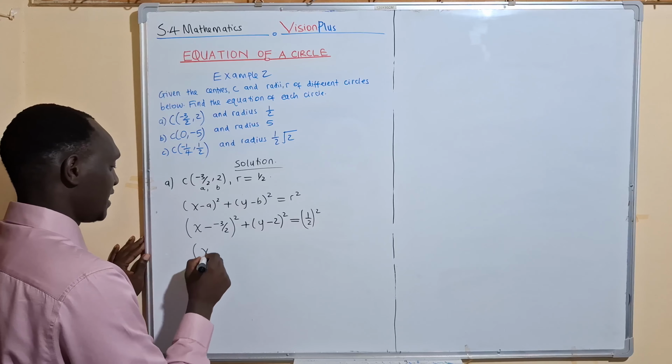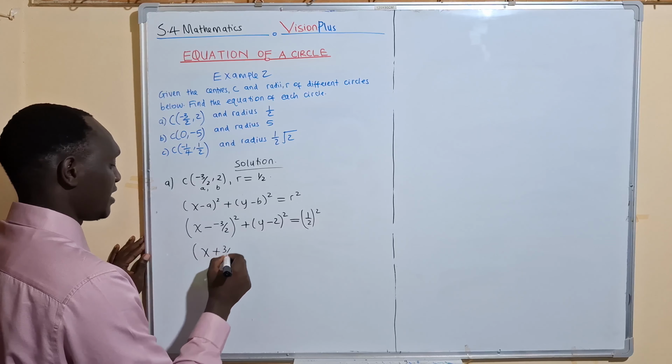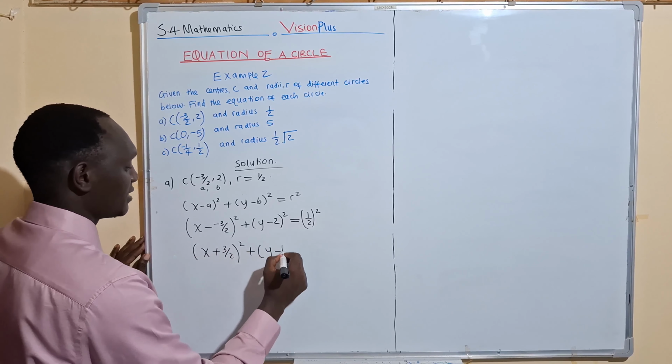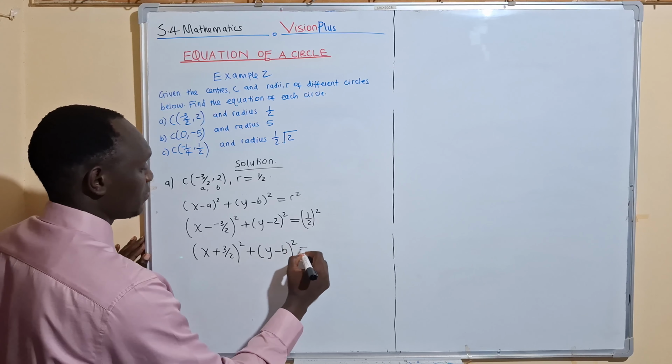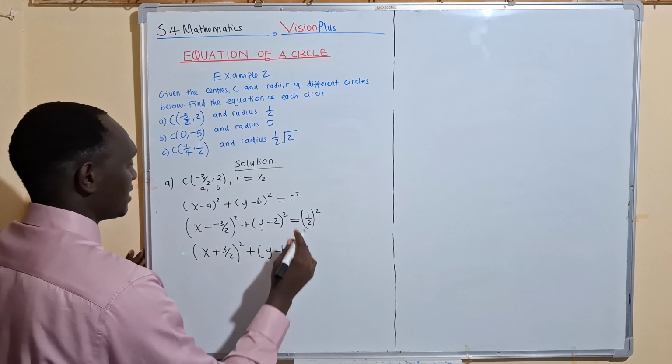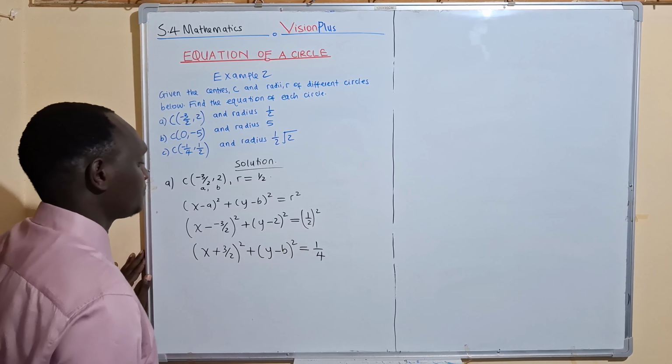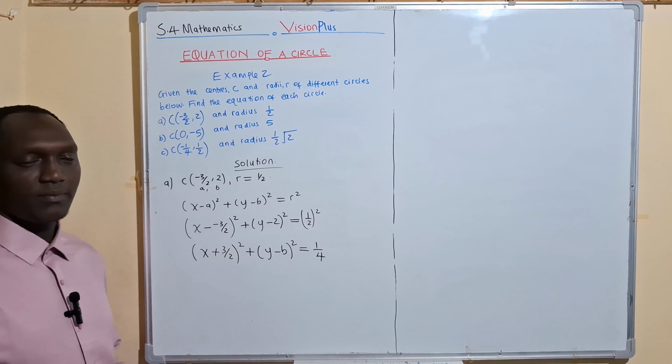So here it gives us here x plus 3 out of 2 squared plus y minus b squared equals to, what is a half squared? Half squared is 1 out of 4. So this is the equation for part A.